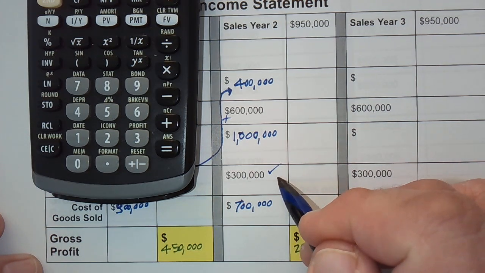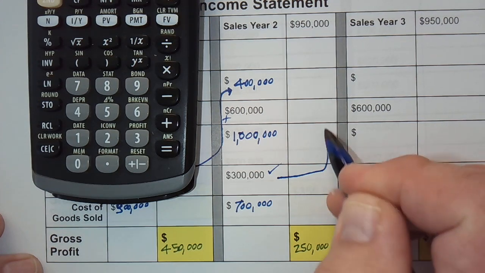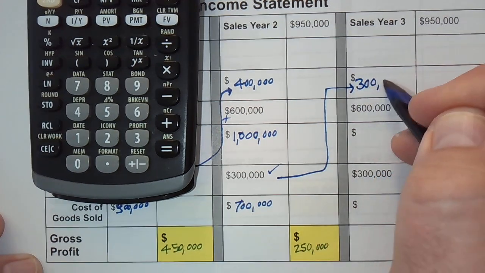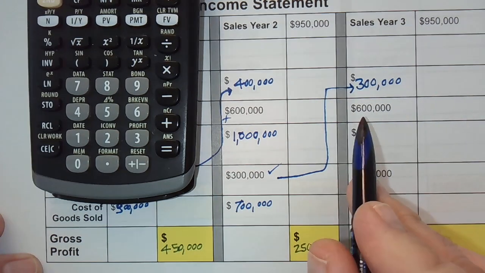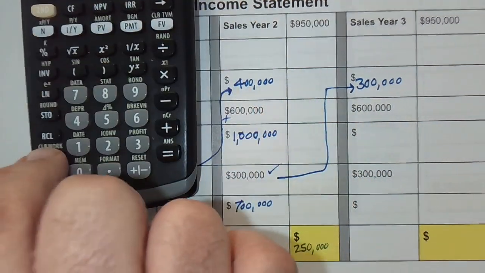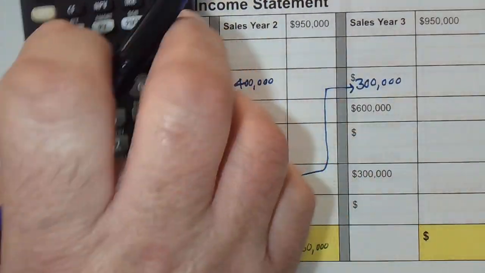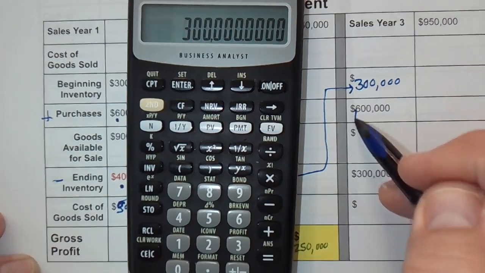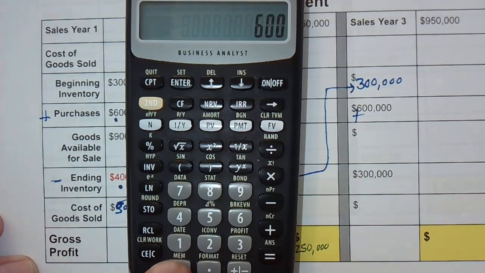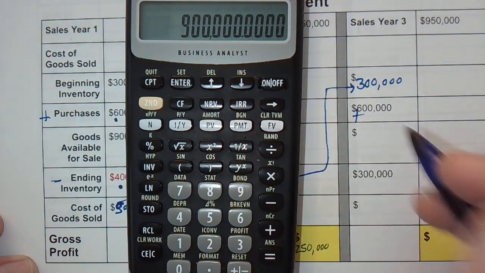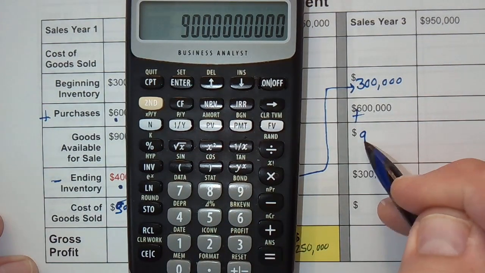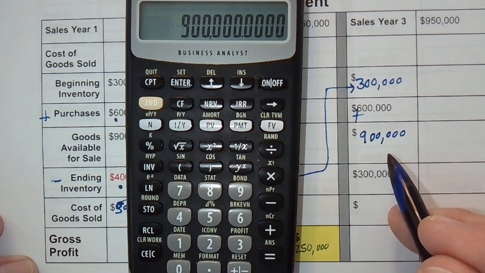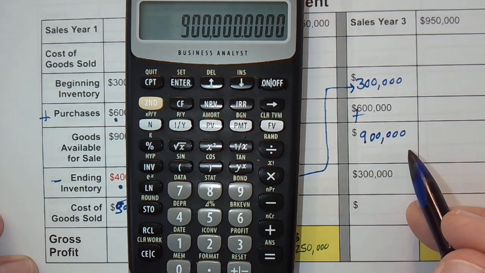Now we're going to take this correct ending inventory and use it as our beginning inventory for year 3. I'm going to add it to our purchases for the year, which is again the same $600,000, and that gives us goods available for sale of $900,000.